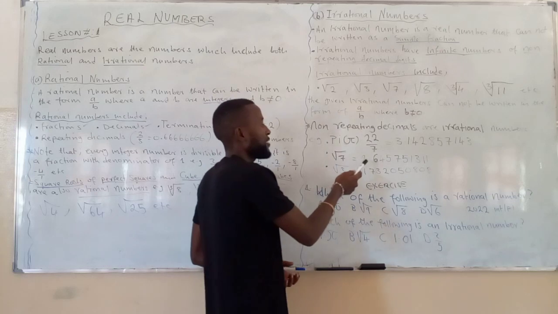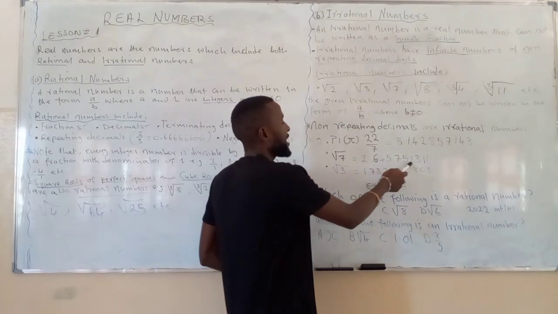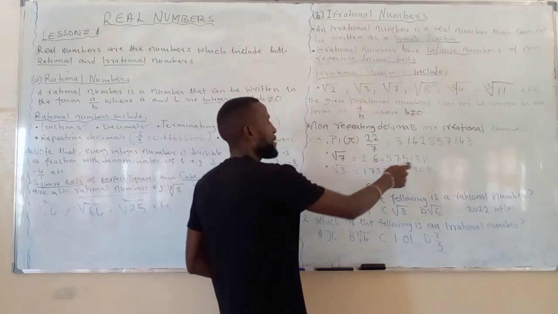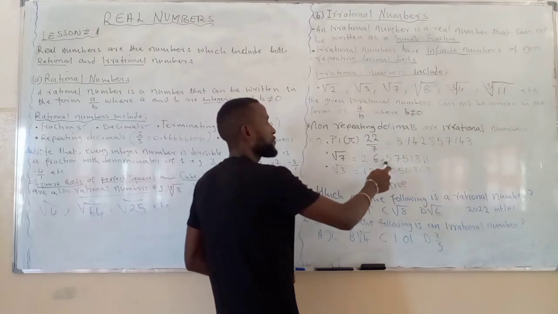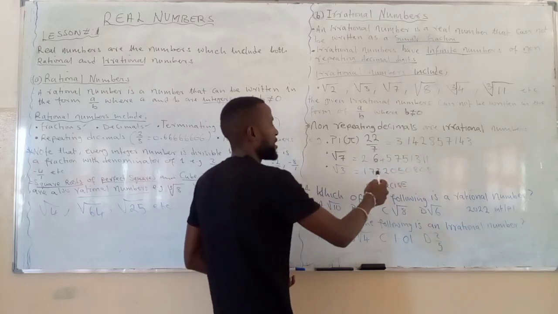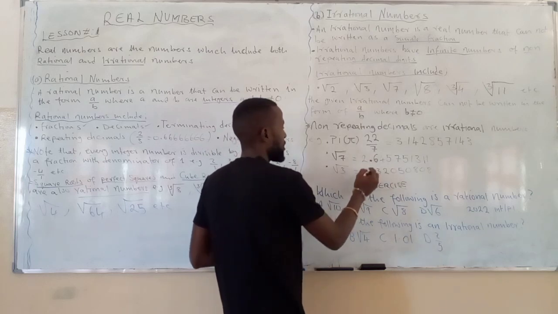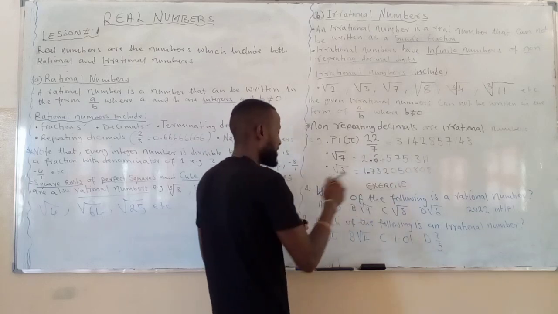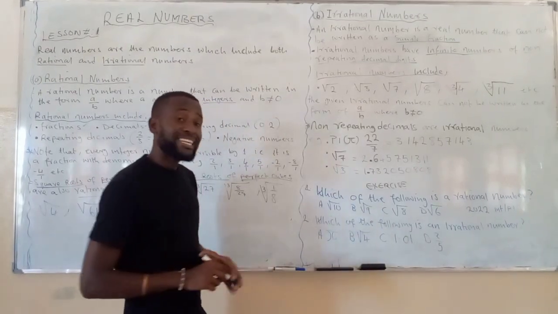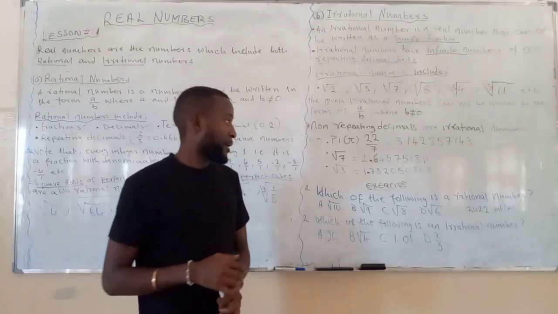The square root of 7. We have 2.645 and so on. They are not the same as these ones. There is no number which is repeating here. 6, 4, 5, 7, they are different. You see, this is the decimal point. All these are different, meaning that these are irrational numbers. That is another way you can say irrational number.